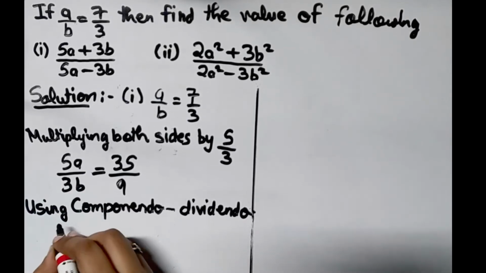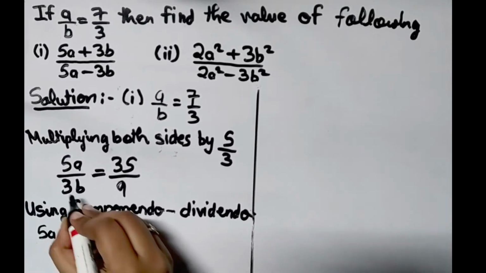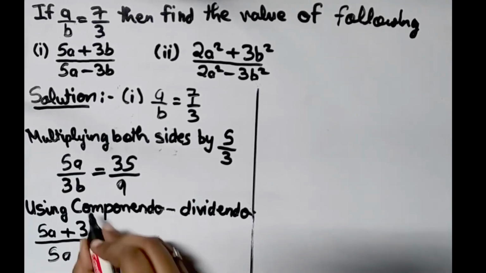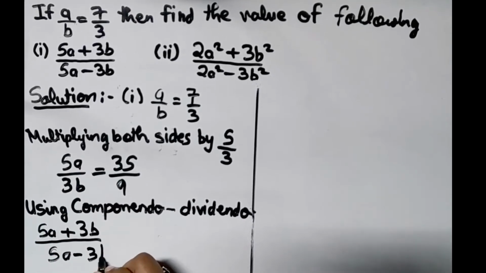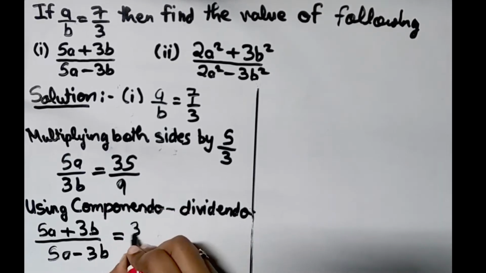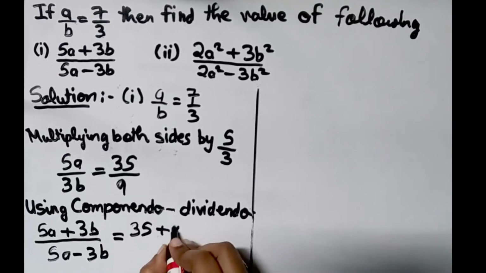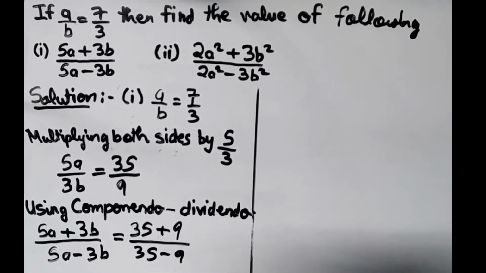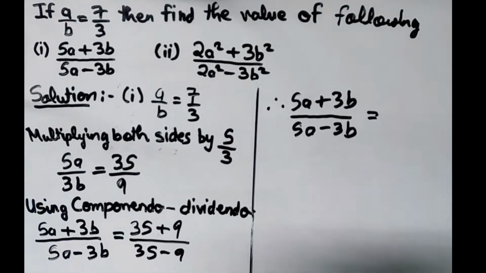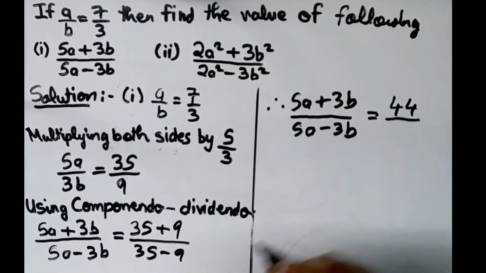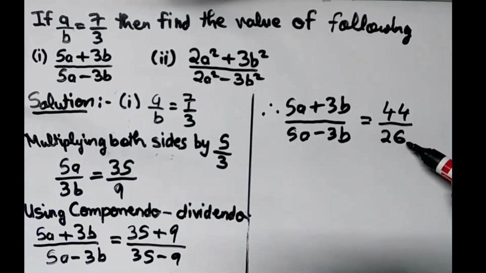So what we will get? 5a plus 3b upon 5a minus 3b equal to, the same we have to do this side, 35 plus 9 upon 35 minus 9. Therefore 5a plus 3b upon 5a minus 3b equal to 35 plus 9 will be 44 upon 35 minus 9 will be 26.